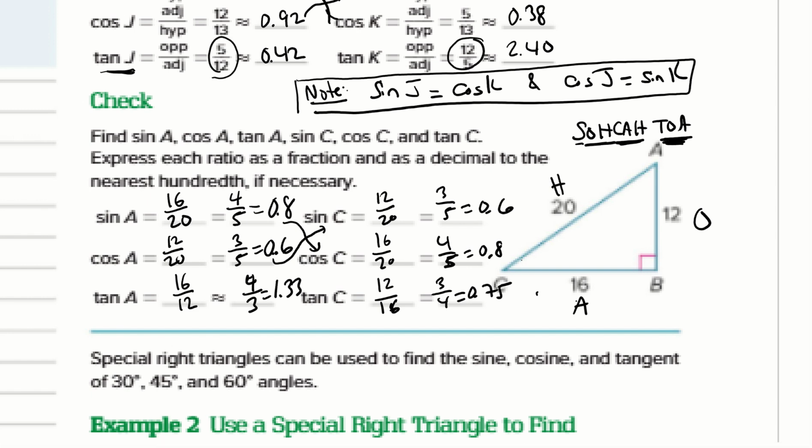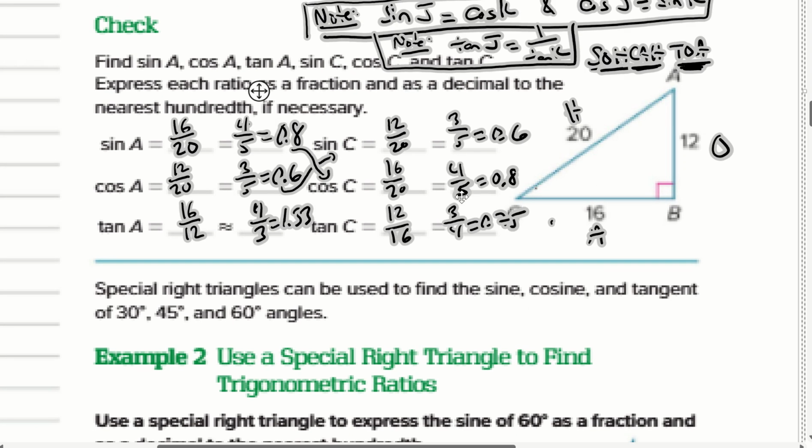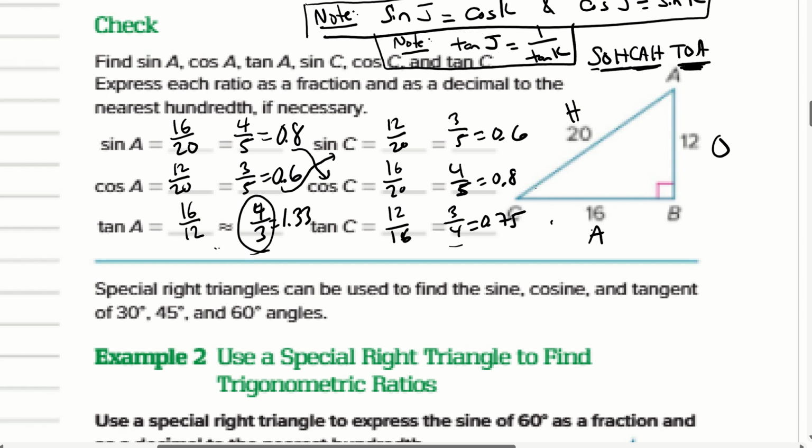Another thing I want you to note is that the tangent of J is always the flipped version of the tangent of K. So note the tangent of J is the flip of the tangent of K. Okay, so that's the same thing here, right? The tangent of A is the flip of the tangent of C in this case, right?